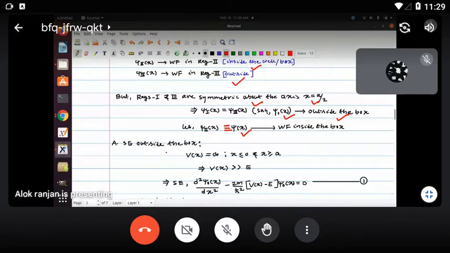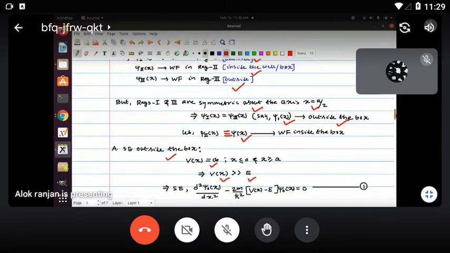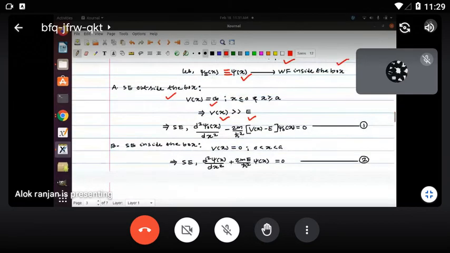So let's first solve outside the box. V(x) is infinite for x less than or equal to minus a and x greater than or equal to a. It means the potential is much greater than E, and since it's greater, what would be the Schrodinger equation? If we make this a positive quantity, the negative sign will be here. Okay, so now this is a positive quantity, and inside the box the potential is 0, and therefore the Schrodinger equation is here.